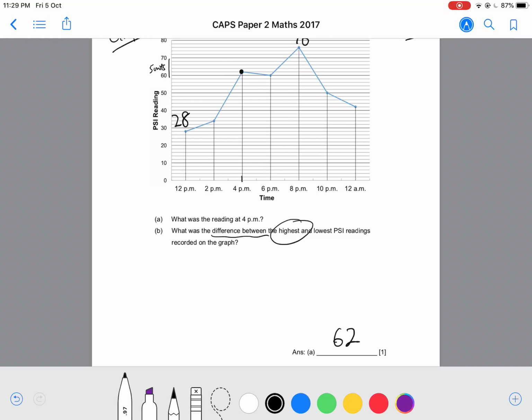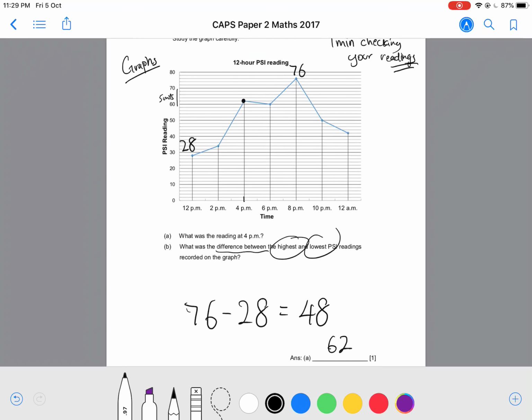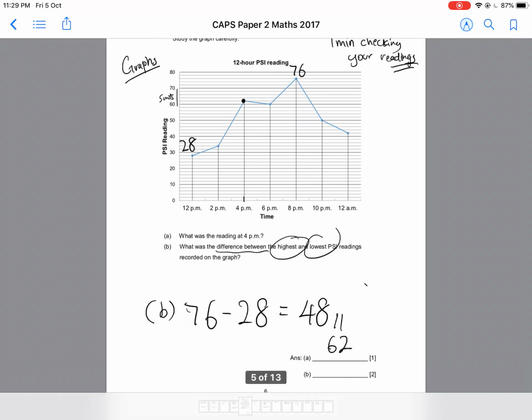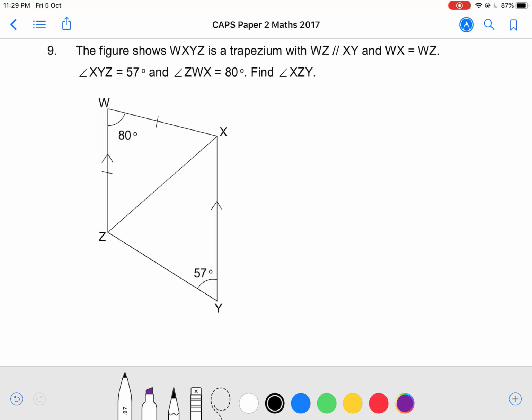The difference between the highest and the lowest. So I am looking at the highest, which is 76. I'm looking at the lowest, which is 28, and it gives me the difference of 48. Okay, so that is for part B of your answer. Okay, gets simple and simple. So let's move on. Question number 9.